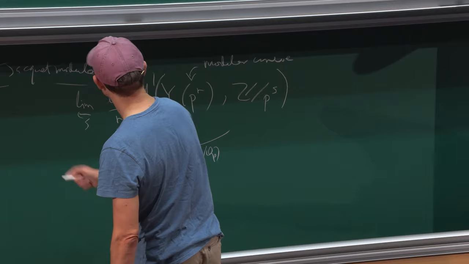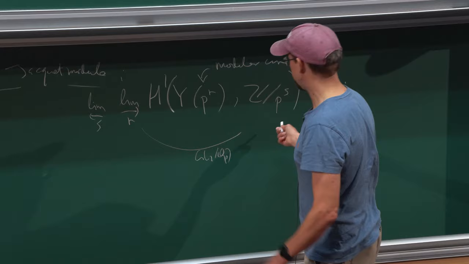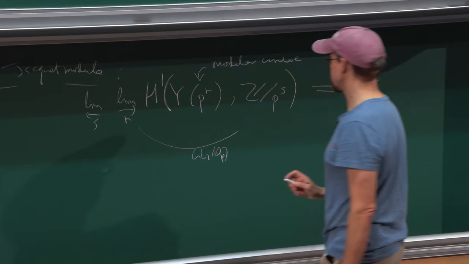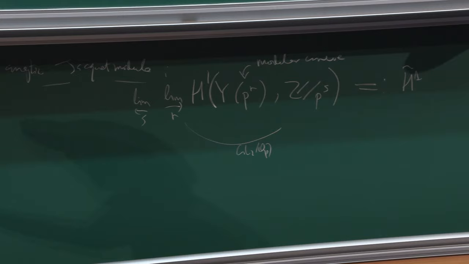So that gives us now essentially a unit ball in a p-adic Banach space. That's the completed cohomology. So we start with that. We then can extend scalars to Q_p.